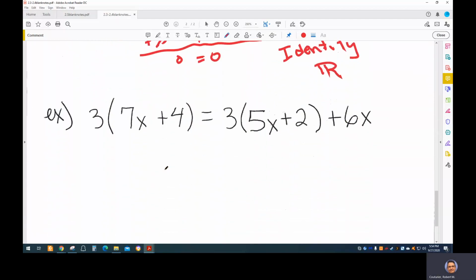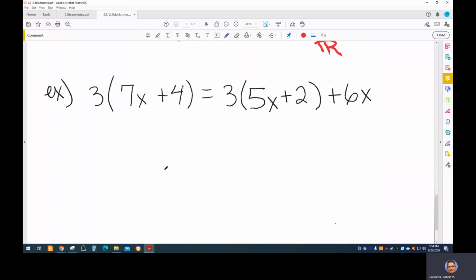Let's look at this last equation. Ooh, this one looks interesting. It's big. Look, we have distribution going on here. 21x plus 12. More distribution.